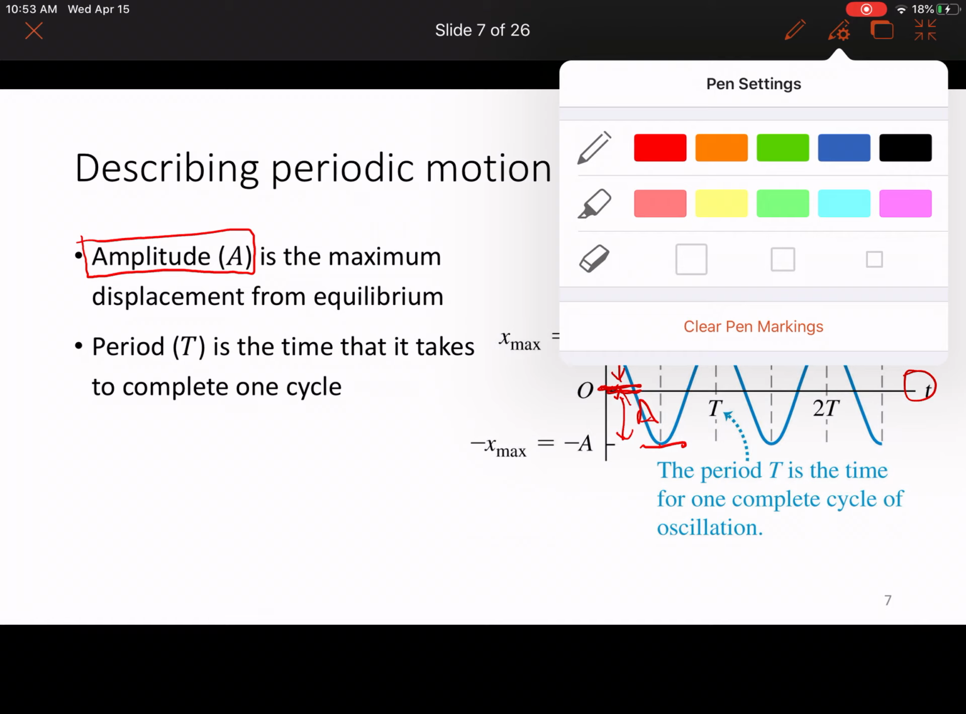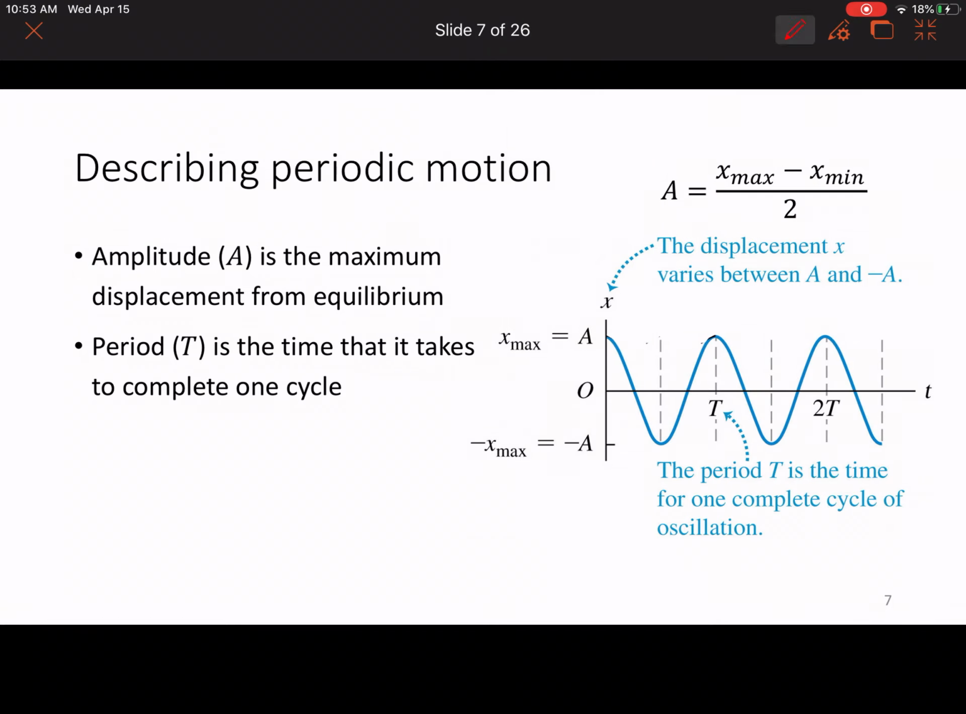A formula, if you guys like formulas for calculating this, one way to do it is the maximum value of x minus the minimum value of x, over 2. So in this case, that would be A minus negative A divided by 2, which is going to give me that amplitude A. The second quantity that's going to characterize periodic motion is the period, T, which is kind of the time that it takes to repeat itself.